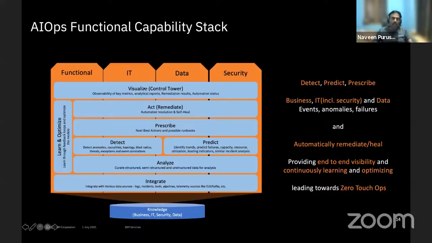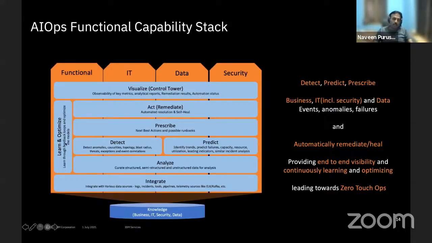And then the final layer at the top is very important. It is the visualization, which is providing visualization not just about the health of my system, but also the health of the automation that is managing my systems. So both are very important. As you can see here, one will be the observability of key metrics, analytic reports, remediation results, and also the status of the automation and the AI itself, right?